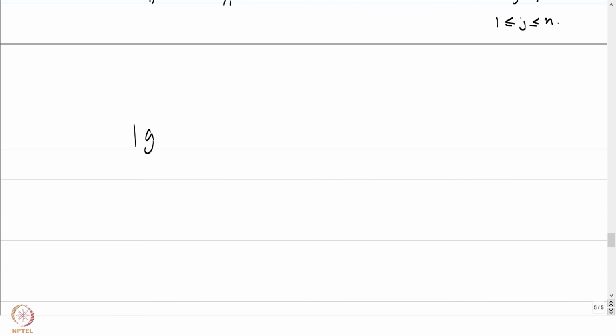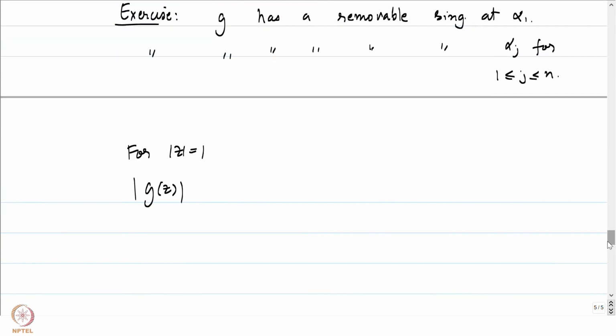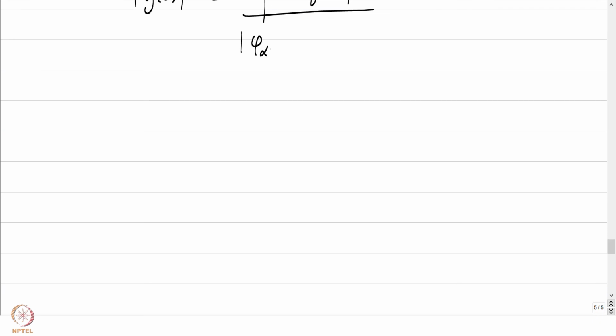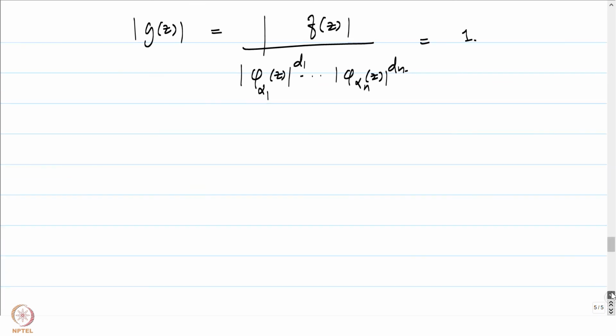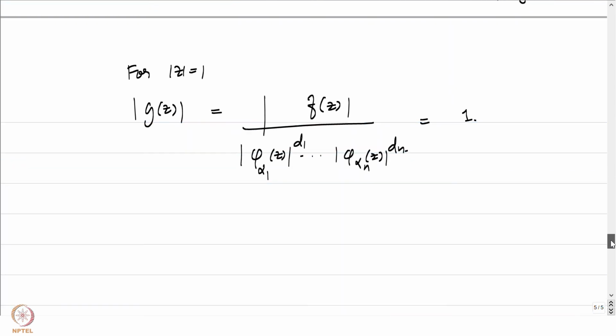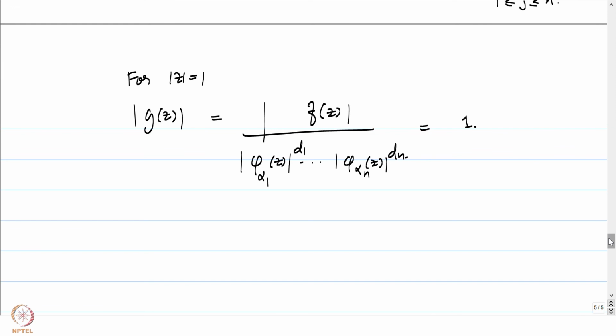Now let's again check what is the absolute value of g of z for z with mod z equal to 1. This is going to be equal to the absolute value of f of z by the absolute value of phi alpha 1 of z to the power d1 all the way up to phi alpha n of z to the power dn. Each of these numbers is going to be equal to 1, and hence this is going to be equal to 1. We have already checked that the phi alpha j's preserve the unit circle. And by a very similar argument, if g does not have a 0 in the unit disk, then g is going to be a constant.